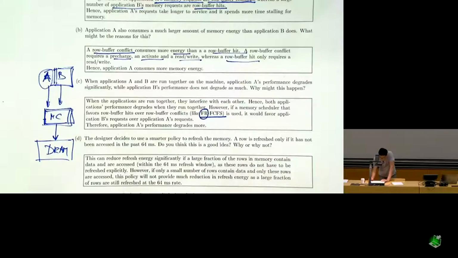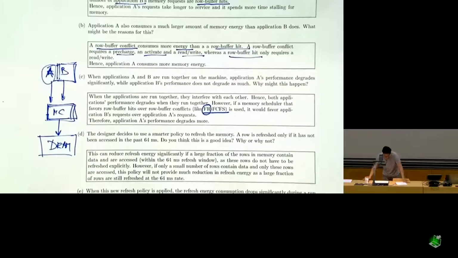And then this says, a row is refreshed only if it has not been accessed in the past 64 milliseconds. What do you think? Do you think this is a good idea? Why or why not? Well, I think I just explained this. So the answer says this can reduce refresh energy significantly if a large fraction of the rows in memory contain data and are accessed within the 64 millisecond refresh window, as these rows do not have to be refreshed explicitly.